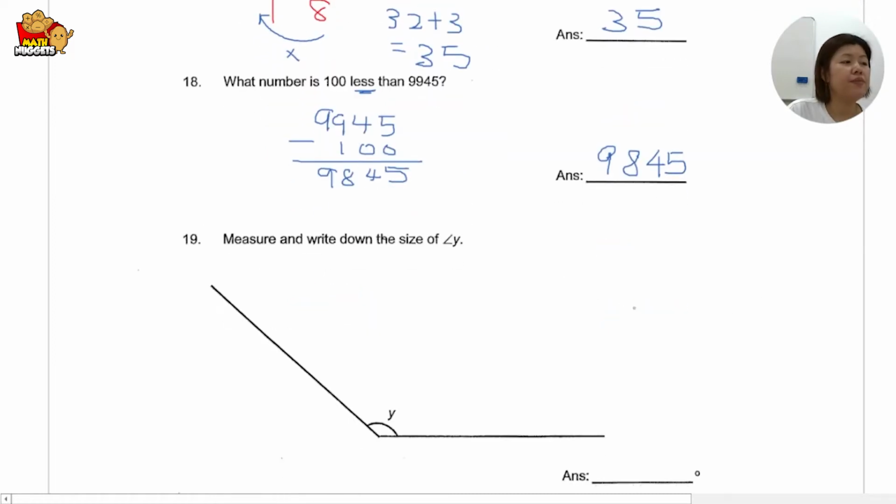Okay. Next, number 19. Number 19 is measure the angle. So please remember to put your protractor, okay, to make sure that it's aligned at angle Y. And since it's an obtuse angle, okay, so please read from this side onwards. Okay, and then you will get the degree as 138. It can be plus minus 1 degree.